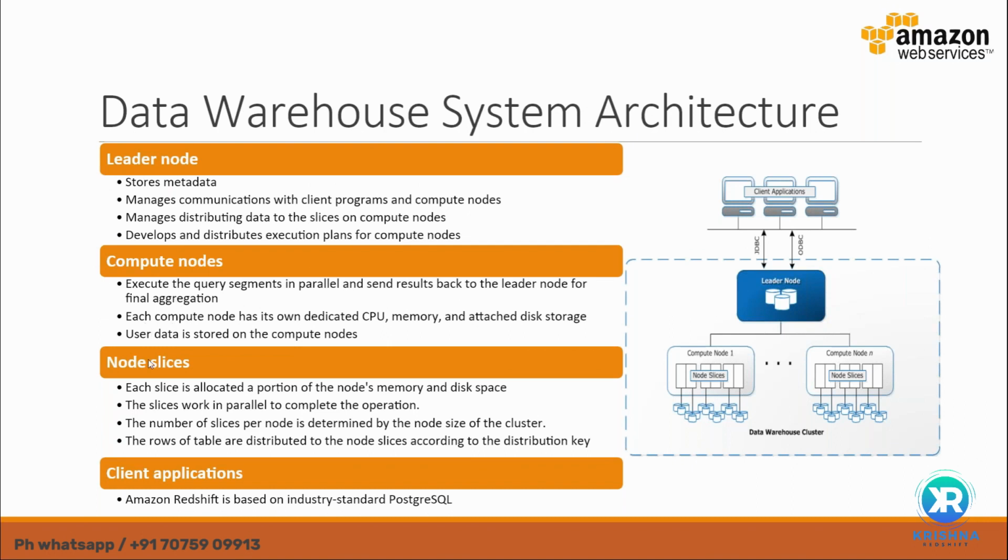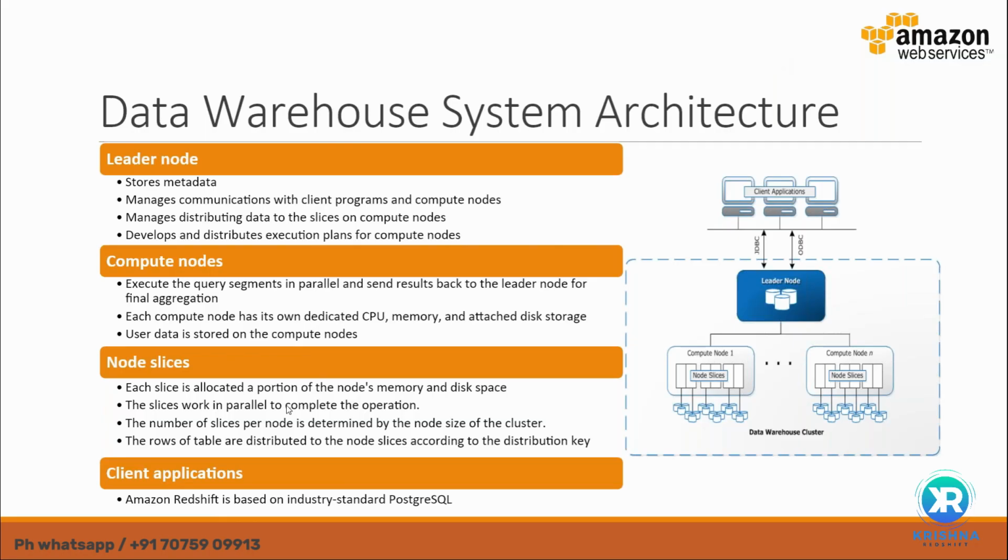Okay, when coming to the node slices, each slice is allocated a portion of the node's memory and disk space. Basically, slices are present within the node, and they make use of node resources to do their processing. The slices work in parallel to complete the operation. The number of slices per node is determined by the node size of the cluster. As I said, there are different types of nodes, and each node comes with a certain number of slices. I will show you the different types and how many slices you get with each node.